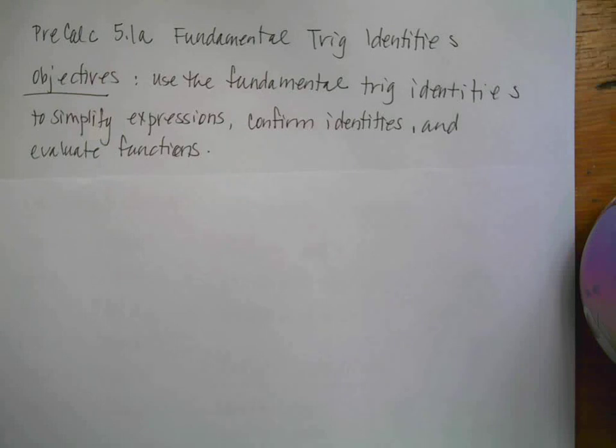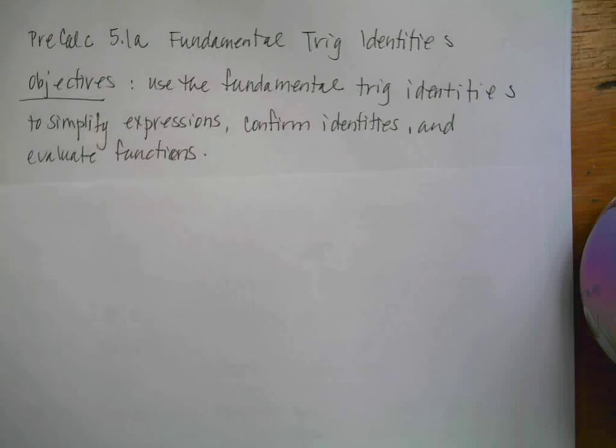Math Humans. We're going to do 5.1a today. We're going to be working with our fundamental trig identities. Our objectives are that we're going to use the fundamental trig identities to simplify expressions, confirm identities, and then eventually to evaluate functions. So I've pre-written them just to save us a little bit of time.